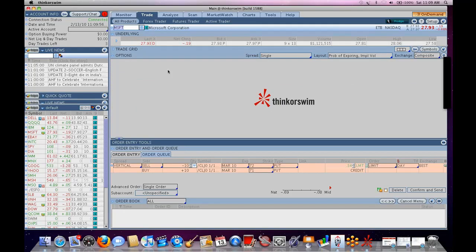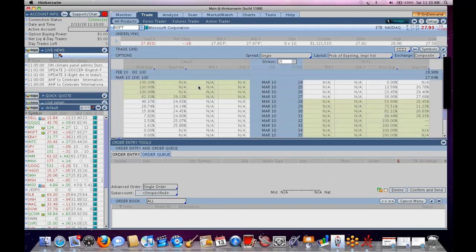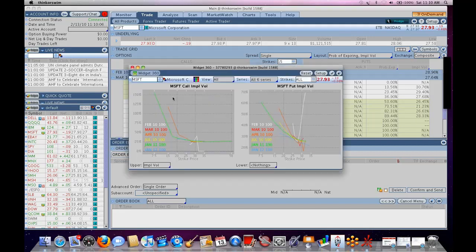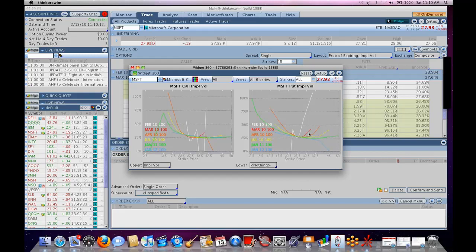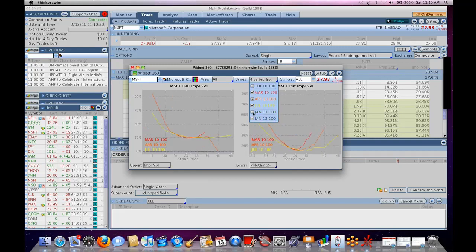And let's see. Coming through. One moment, please. There we go. Implied volatility, Widget 360. So what I have now is a graphic representation of the call implied volatility and the put implied volatility. I can uncheck what I don't want. I don't want to see Feb, and I don't want to see the Jans. I'll see March, April, and July.